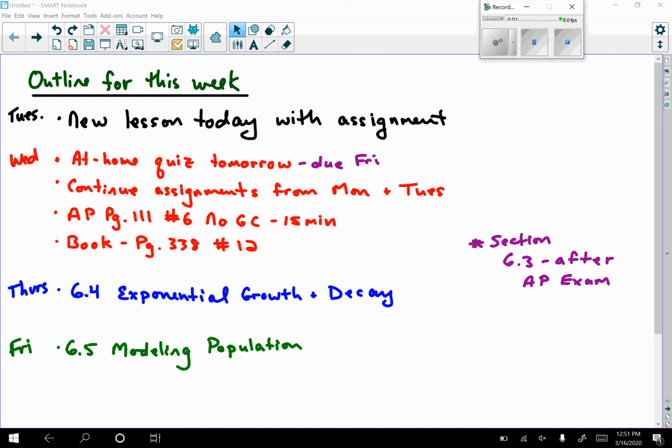We're going to skip section 6.3 for now. It's usually a section I cover after the AP exam, and I have no further information if anything is being changed with that. So Thursday we're going to skip to section 6.4, which is exponential growth and decay, and then on Friday wrap up chapter 6 with modeling population. But we'll definitely, into next week, have some review problems as well. I'll let you know what I'm going to do about how I'm going to give you a test. I'll keep you posted on that.